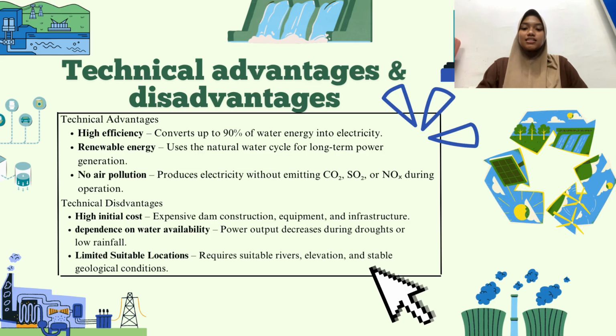If there is less rainfall, less electricity can be generated. The last disadvantage is limited suitable locations. Hydropower plants can only be built in places with enough water, suitable land, and stable ground. That's all for the technical advantages and disadvantages.